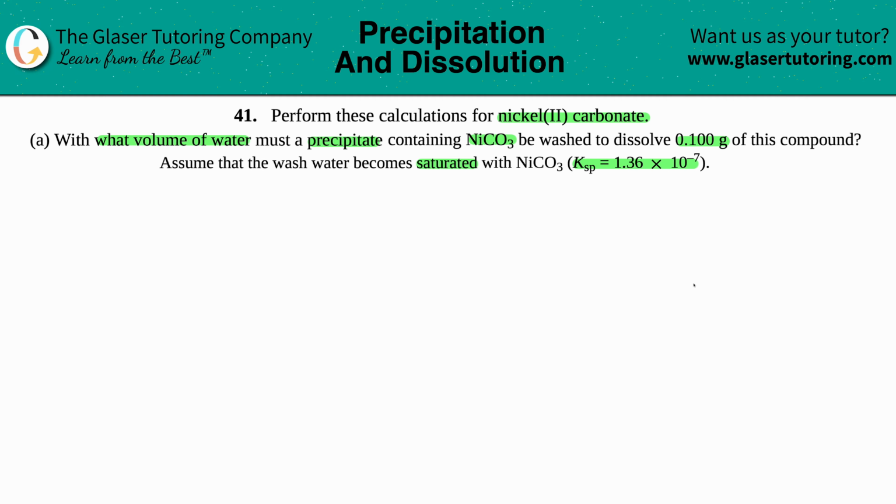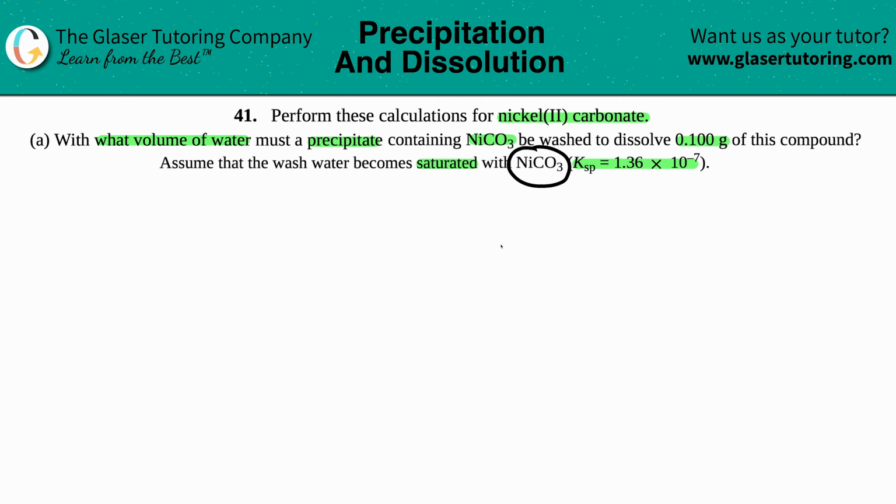Okie dokie. So they gave us a Ksp, solubility product. We're talking about saturation, so we're basically just going to be doing a regular Ksp problem, right? So we have to find the volume of water. Now, I might not know how to get there just yet, but they gave me a Ksp, and from that, I could always get a balanced equation. So let's do that first.